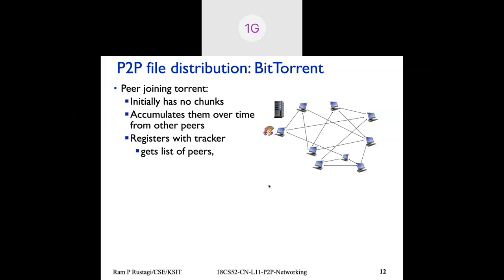It registers with the tracker and gets the list of peers. The tracker gives a subset of peers, not all the peers, because that would be too many. Now the tracker could determine the nearest to you, or it gives you a random set; that depends on the tracker's efficiency.